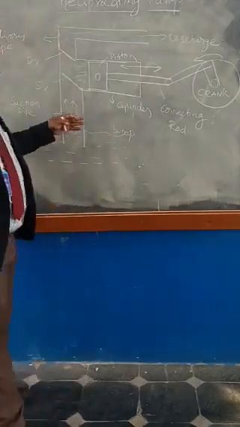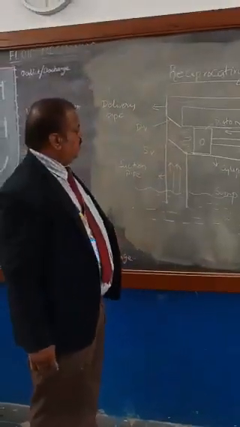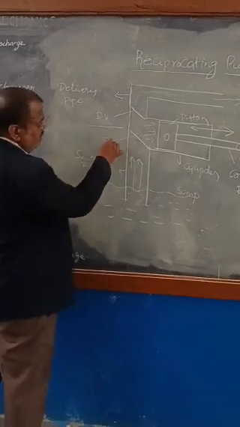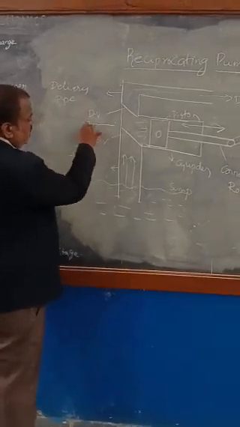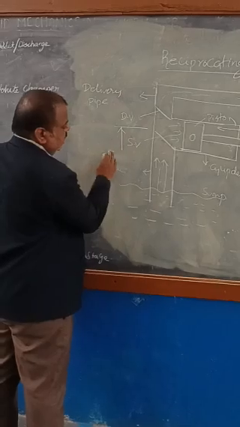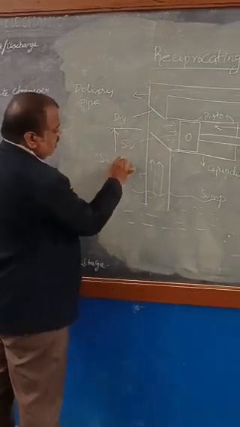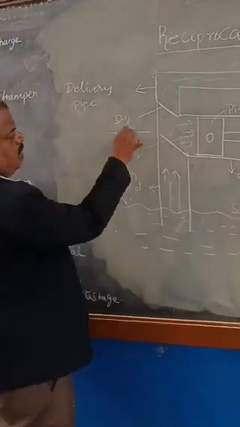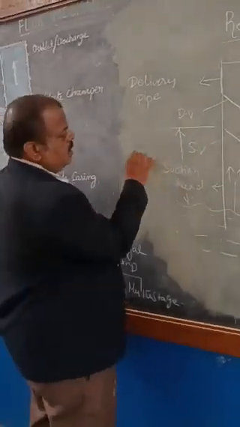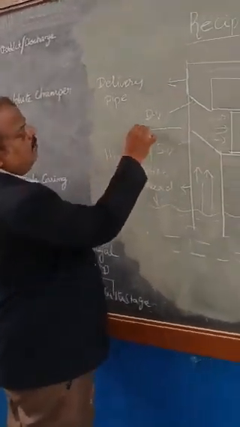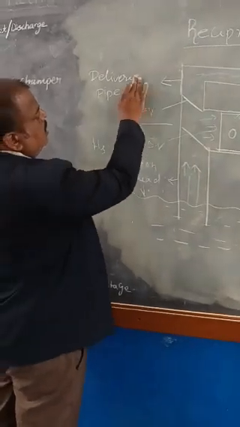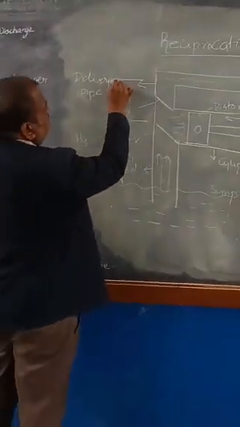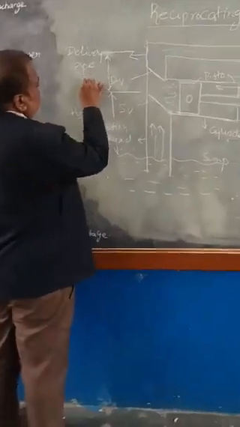Okay, so this is the working principle of the reciprocating pump. From the top level of the sump to the center level of the piston is known as the suction head, that is HS. Again, from the center level of the cylinder to the center level of the delivery, this is known as the delivery head, that is HD.